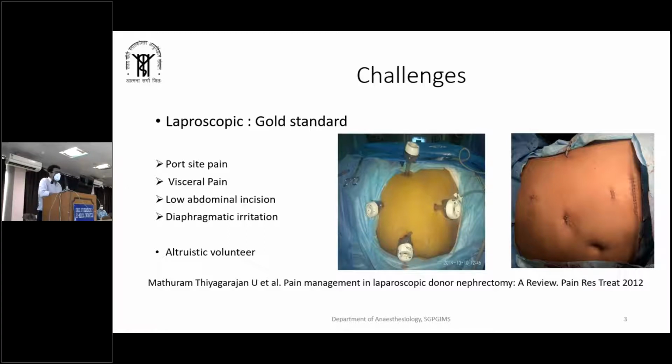Like all laparoscopic surgeries, there might be diaphragmatic irritation due to residual carbon dioxide, which is used to create the pneumoperitoneum. In donor nephrectomies, our patient is also special. Most of the time, he's not a patient at all. He's a reasonably healthy volunteer who is donating his kidney for an altruistic purpose. Now, if this person suffers from a short-term or a long-term complication, it would be really tragic.